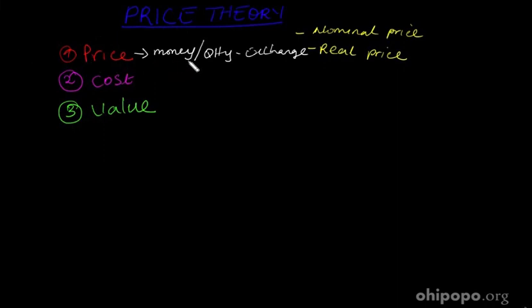Based on the definition, the nominal price is price expressed in terms of what? In terms of money, or we say in terms of liquid cash. While real price is price expressed in terms of goods and services. Now let's go to the next concept, cost.